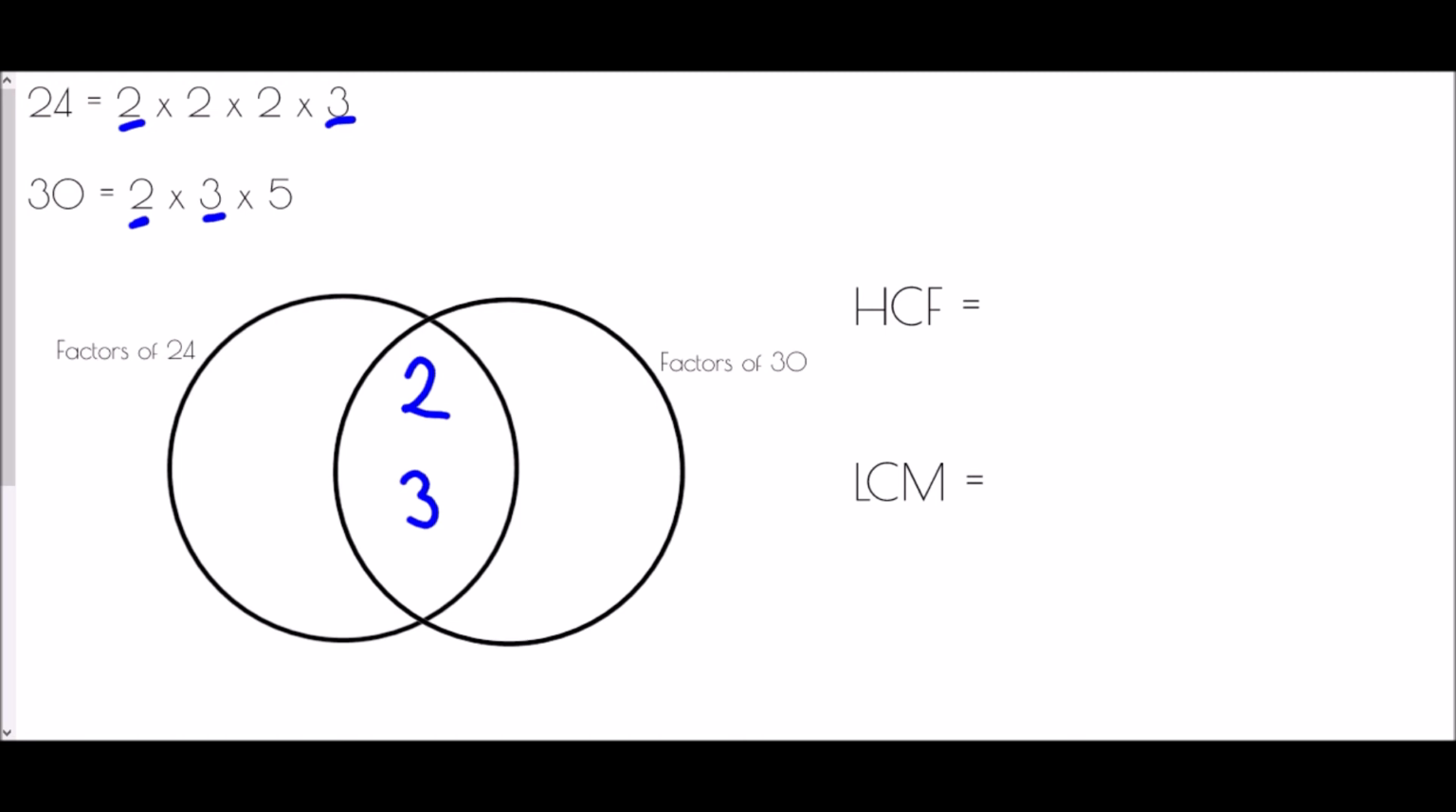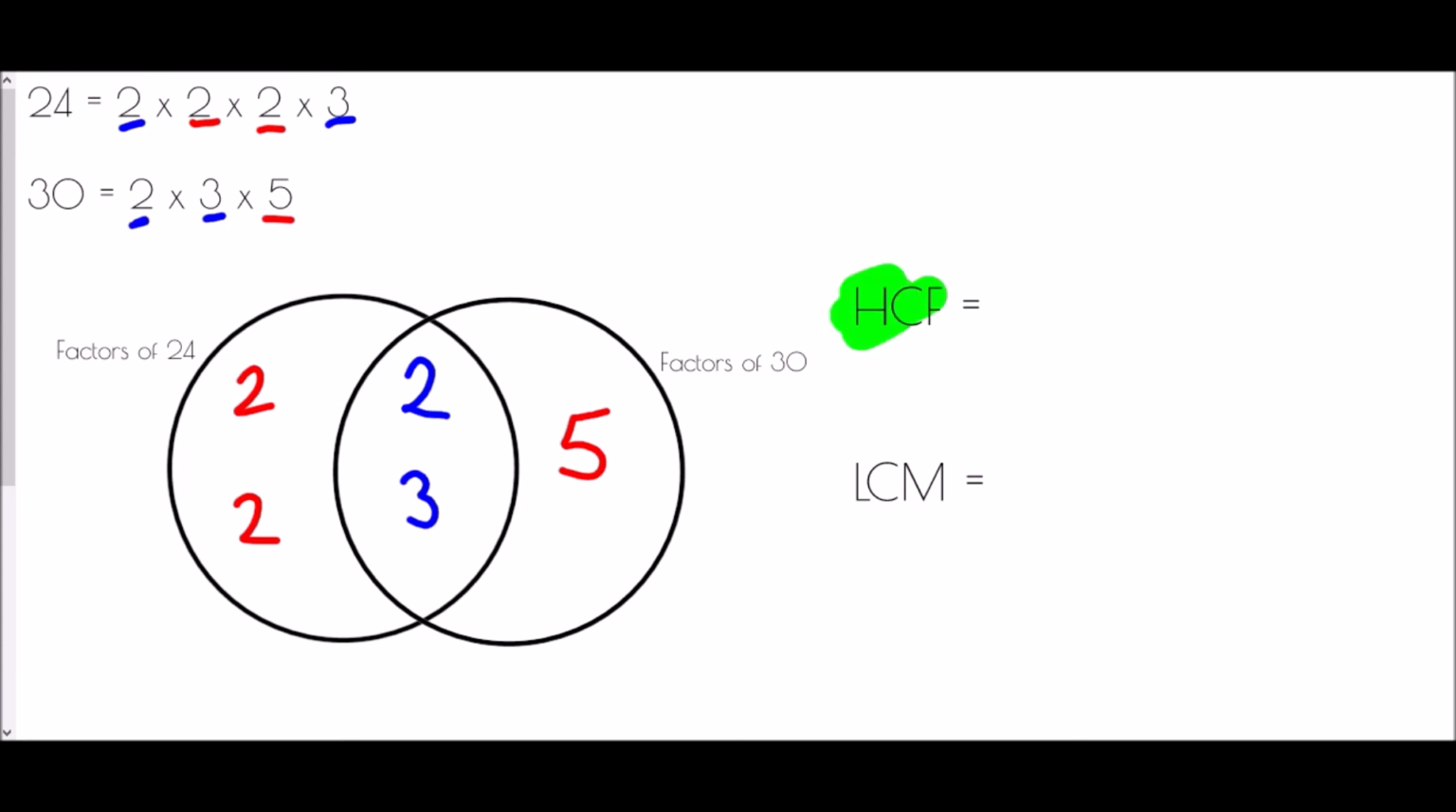The other values, well, for 24, the 2 and the 2, they don't match with anything in the 30 list, and so we'll have a 2 and a 2. And the 5 in the 30 list doesn't have anything to match with, so we'll pop it in the right hand side. And we want to find now our highest common factor.